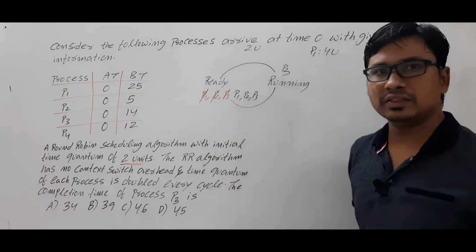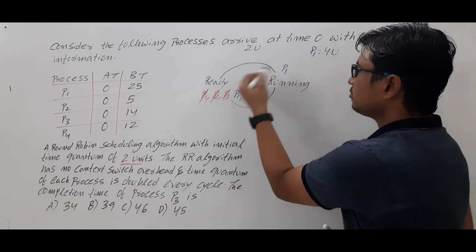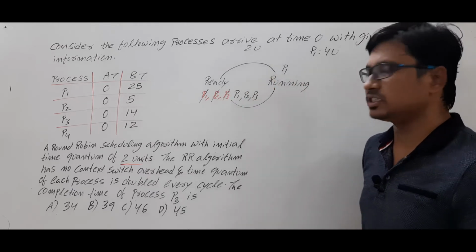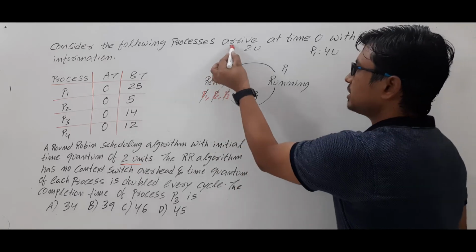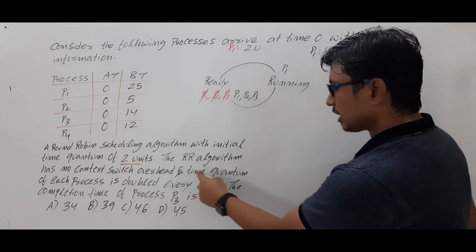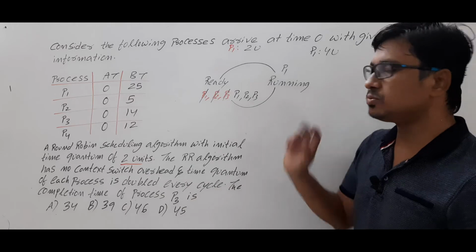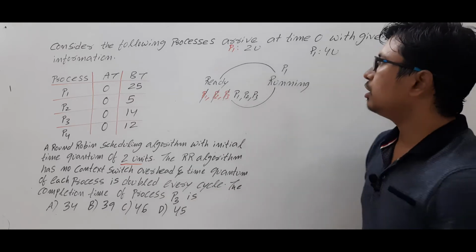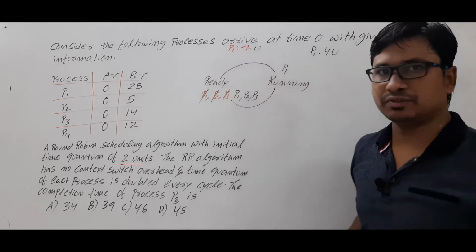Now we need to run the process P1 again. So process P1 will be scheduled to the running state. Now the initial time quantum of process P1 is 2 units. As it has completed one cycle, what they said is that the time quantum of each process is doubled every cycle. So process P1 has completed one cycle. Now process P1's time quantum will be doubled. It will become 4 units of time.